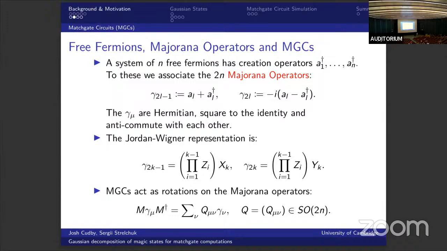And just to show the link between matchgate circuits and these Majorana operators, matchgate circuits actually act as rotations on the Majoranas. So when we conjugate a Majorana by a matchgate circuit, we end up with this action over here, where Q is a special orthogonal matrix. So traditionally, this is how people have worked with matchgates in terms of the action on the Majoranas.